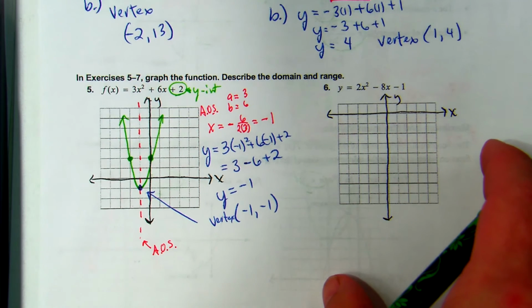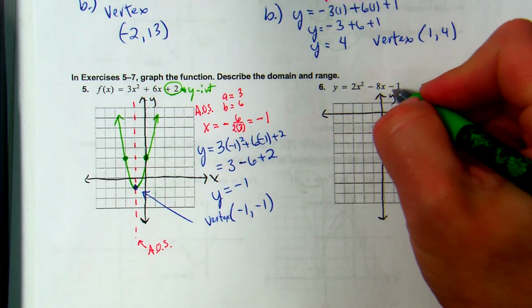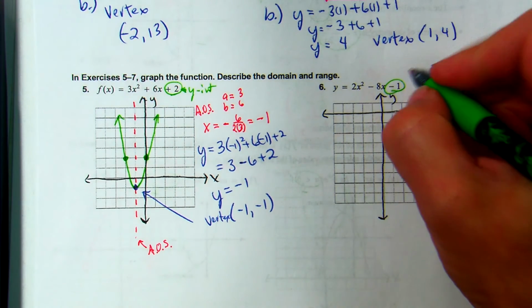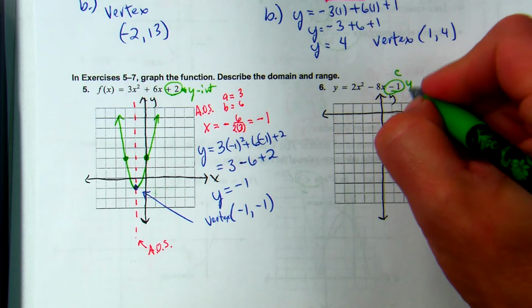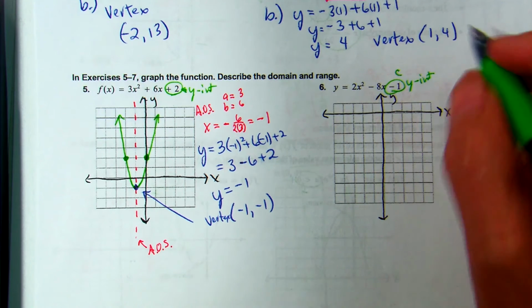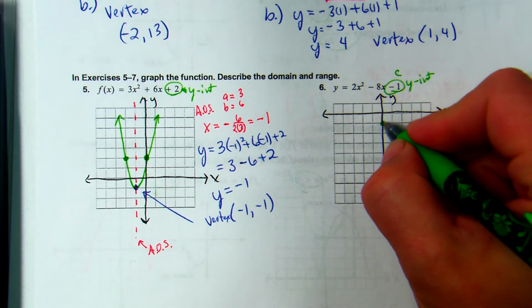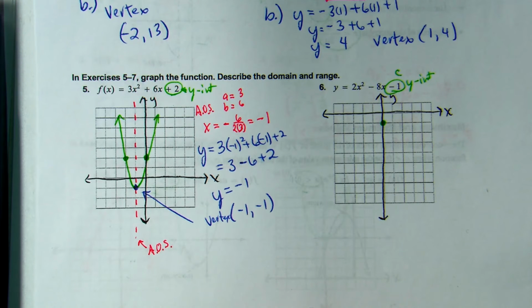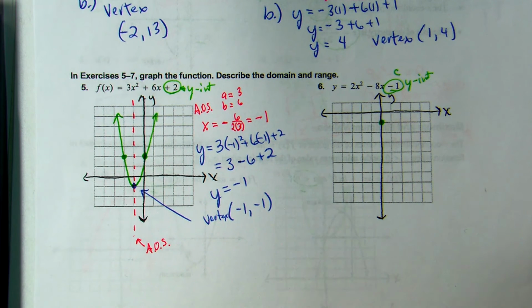Okay? Again, on number 6, we can locate this right here. This is my C. It's also the y-intercept. So I know at negative 1, the graph is going to cross the y-axis from some direction. I don't know which way yet, but I know it's going to cross right there. I can find my axis of symmetry.